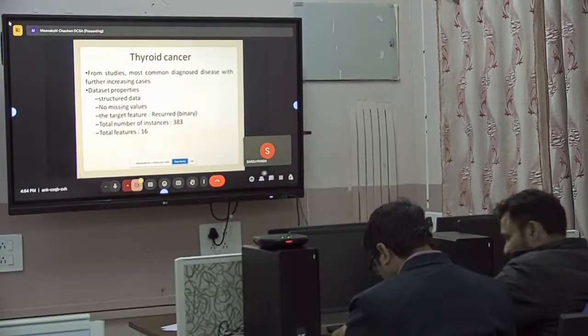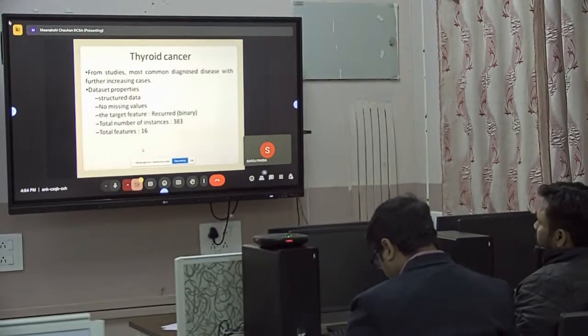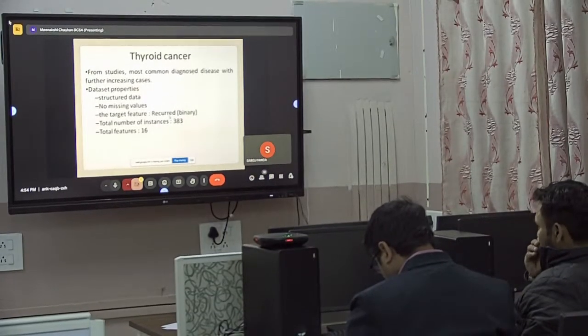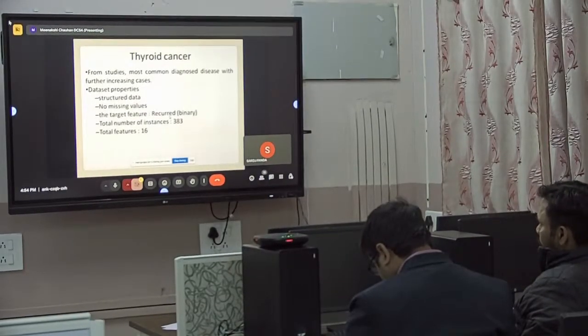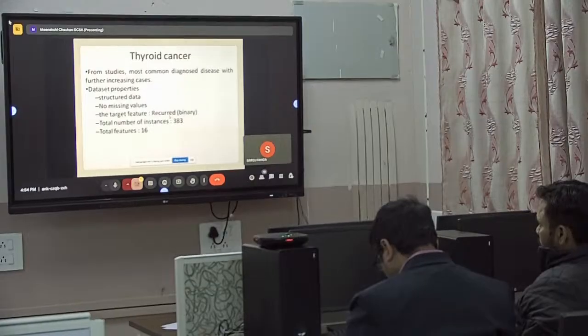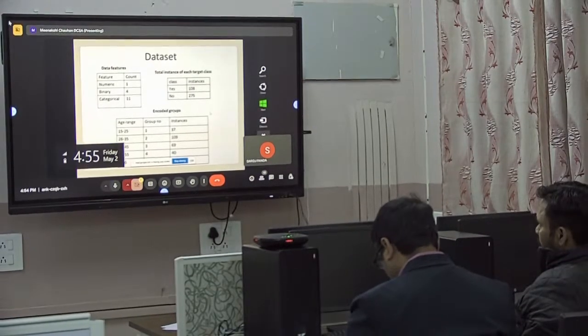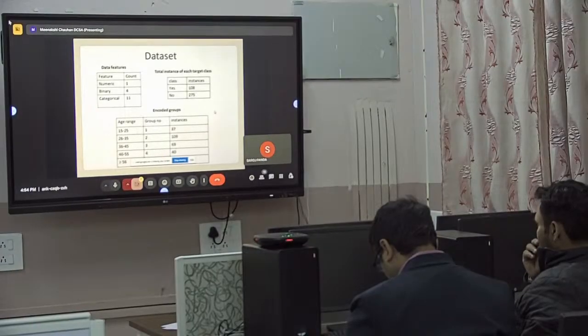So these are the predictor variables, and for the target feature we have this recurrence variable, which is a binary feature that tells whether the patient will have a recurrence of this disease or not. Among these features, one is numeric, four are binary with yes and no values, and 11 are categorical features, which represent different categories for that feature.